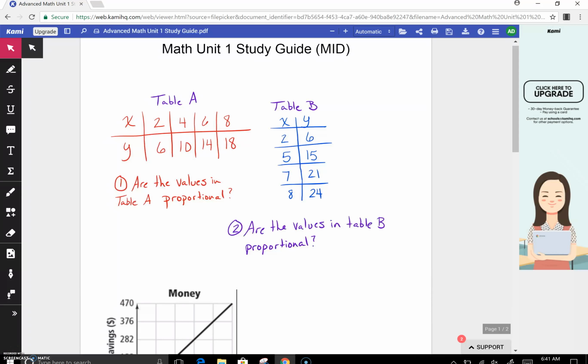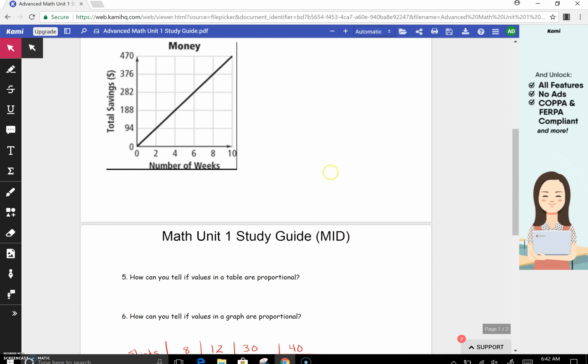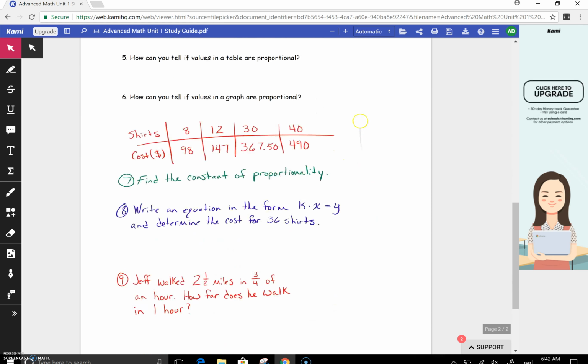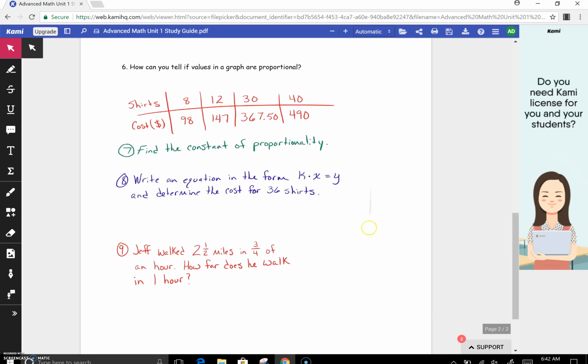Okay, so we're at our mid-unit study guide day, talking about proportionality. So remember, there's several ways we've looked at proportionality. We've looked at proportions in tables, where you make ratios and simplify to unit rates. We have looked at proportions in graph form, as you see here at the bottom of the page. And we have looked at proportions using constant of proportionality. So we're going to take a look at all three of those things today.